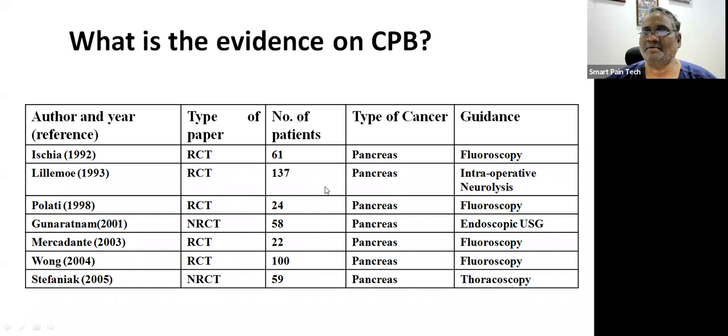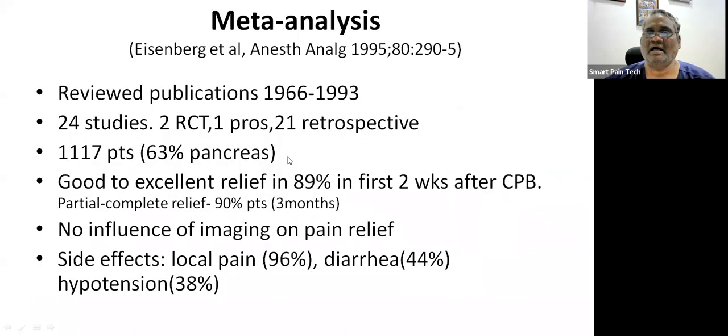Okay, and the commonest type of cancer you see is only pancreas. A good number of patients have been done, and this is a meta-analysis which has included all these studies. They say there is excellent pain relief in 89%, almost 90%, in the first 2 weeks, and after 3 months, partial to complete relief in 90% of the patients.